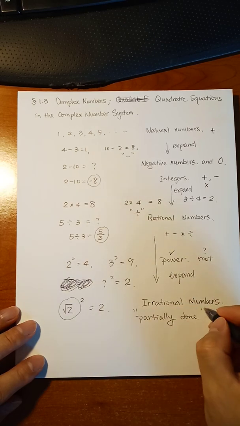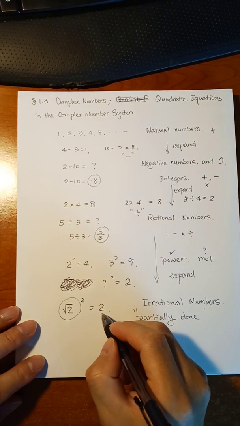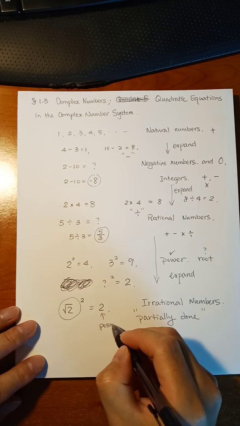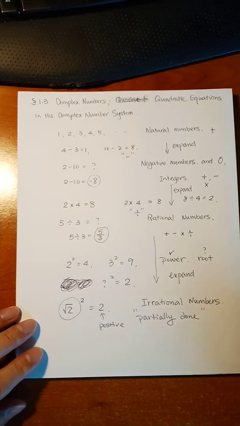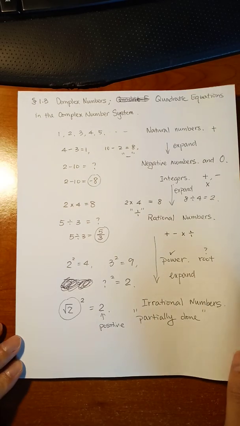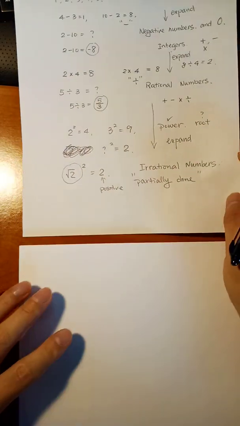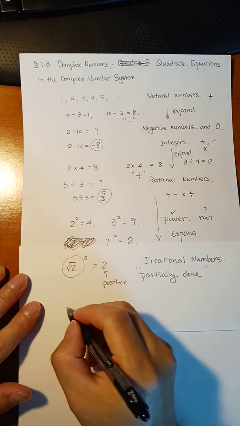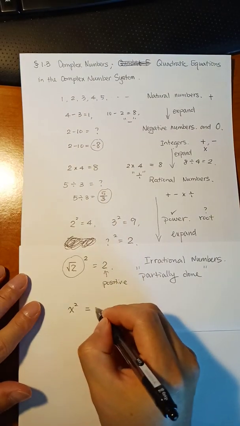It's partially done because here I still need it to be positive. I get the square root of 2. Now, in order to completely finish this job, to take square root of all numbers, we have to handle this problem.